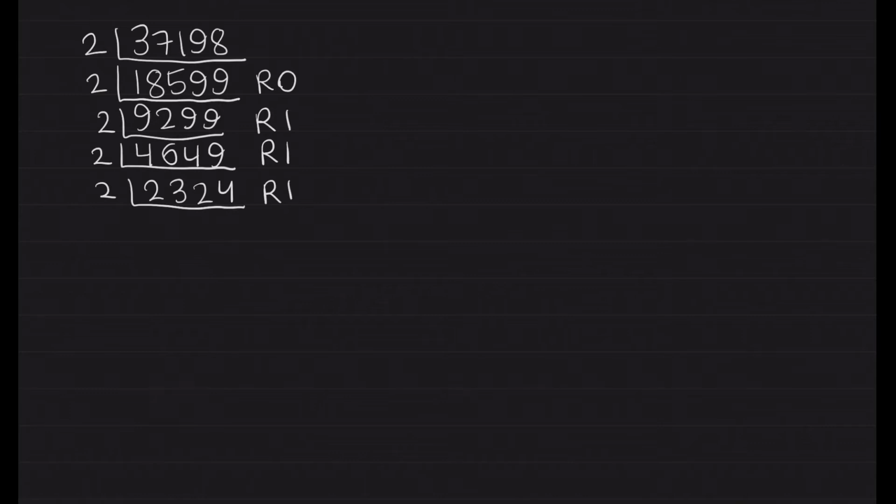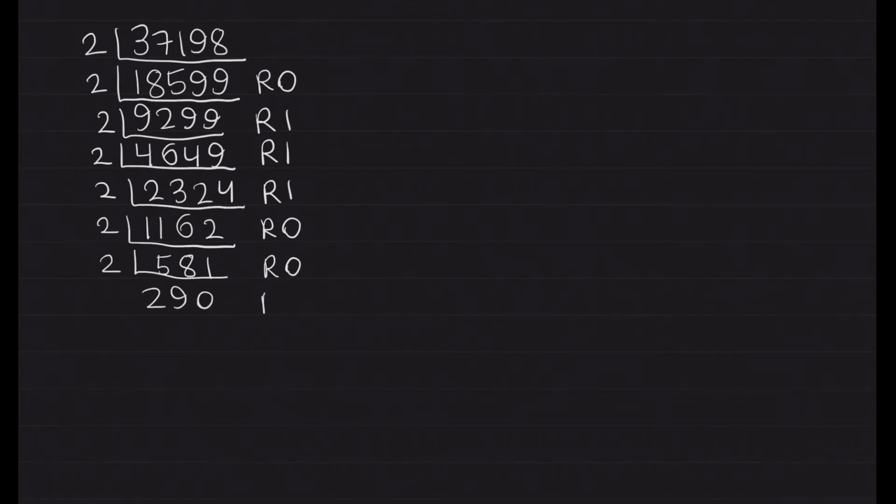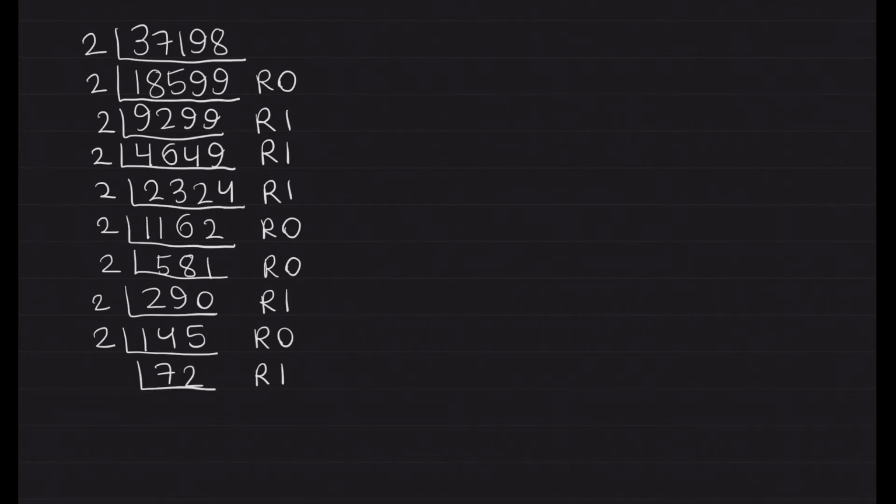Divide by 2 again, we get 1,162 with a remainder of 0. Continuing our division by 2, we get 581 with a remainder of 0. Divide by 2, 290, remainder 1. Divide by 2, 145, remainder 0. We're going to keep on going. Divide by 2 again, we get 72, remainder 1. Divide by 2, 36, remainder 0. Divide by 2, 18, remainder 0. Divide by 2, 9, remainder 0.